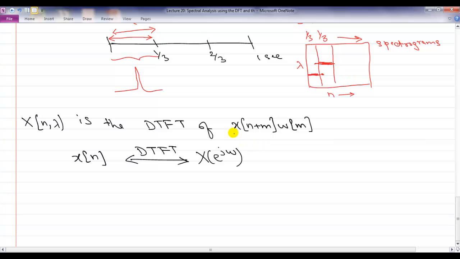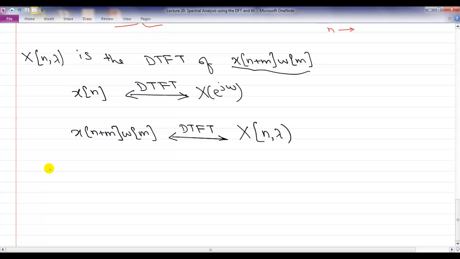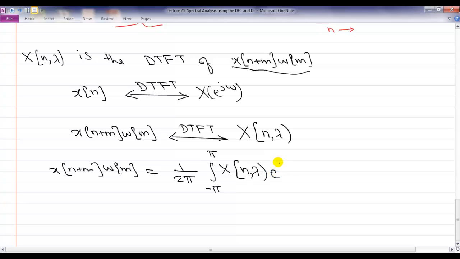So now we are given that x[n+m] w[m] has the DTFT given by X_n(lambda). So we are given this relation that x[n+m] w[m] has the DTFT given by X_n(lambda). If that is the case, then we can simply use the inverse DTFT formula to compute x[n+m]. So we can say x[n+m] w[m] is equal to 1 over 2 pi, integral from minus pi to pi of X_n(lambda) e to the j lambda m d lambda. So if I want to now compute x[n+m], I can simply divide by w[m].